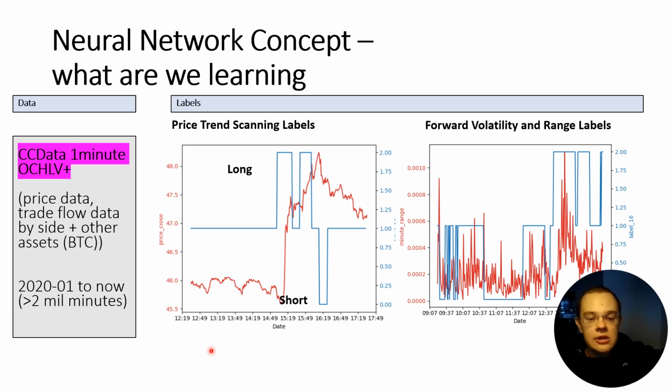Here is an example plotted against price. So you see here it's 2, and it would indeed have been a great time to buy. And here it's 0, meaning that it would have been indeed a good time to sell. And we also forecast the forward volatility and range labels based on quantiles.